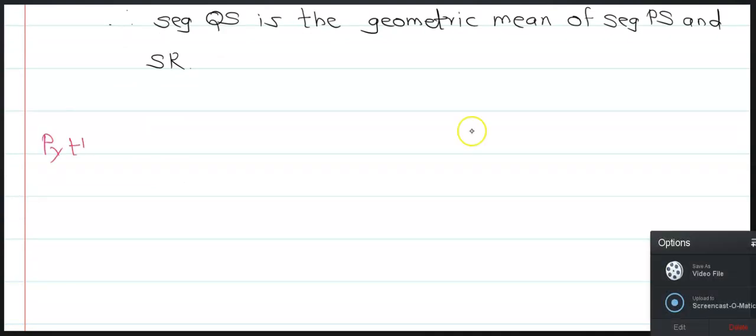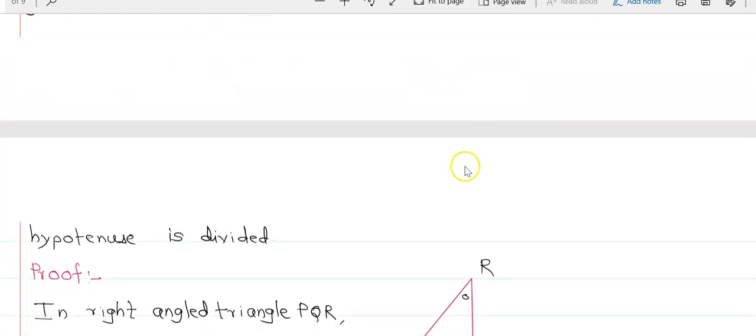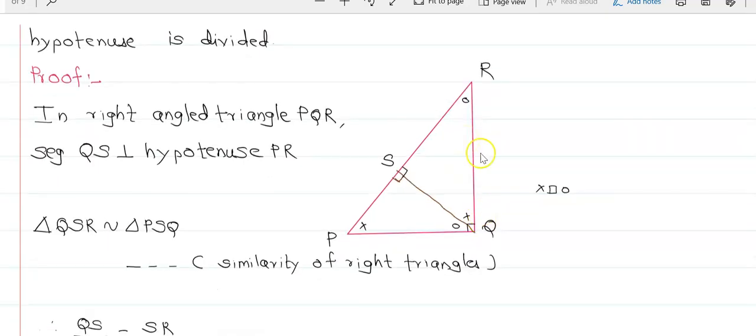Now we'll prove this here. See this from the figure. In a right angle triangle, the perpendicular segment to the hypotenuse from the opposite vertex is the geometric mean of the segments into which the hypotenuse is divided. In triangle PQR, the measure of angle Q is 90, R is the small circle, here is a cross and small circle. QS is perpendicular on the hypotenuse. Therefore, we get these two small triangles. They are similar to each other.